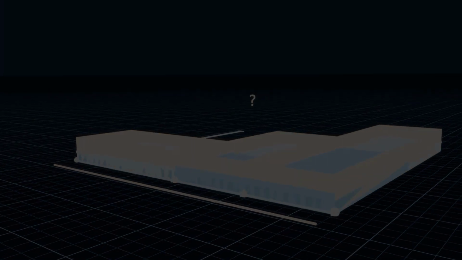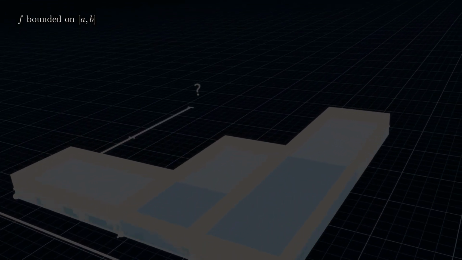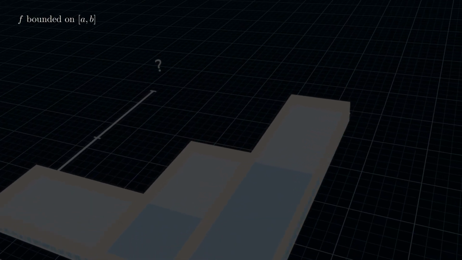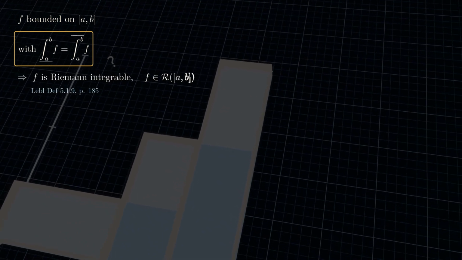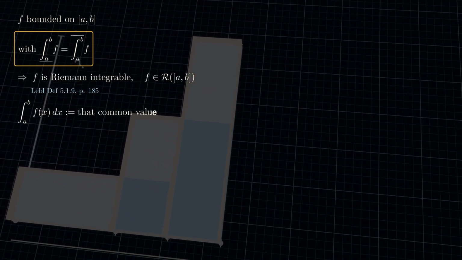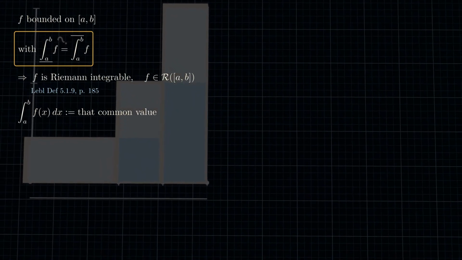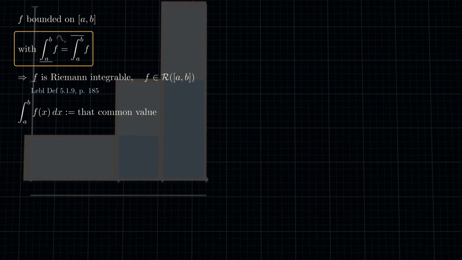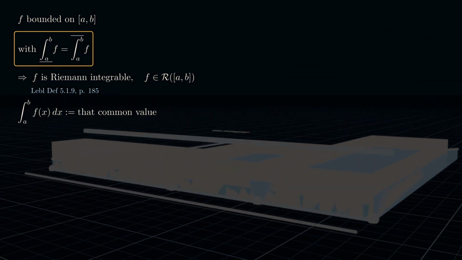Here is the definition. You have earned it. Let f be a bounded function on the interval from a to b. If the lower Darboux integral and the upper one are equal, then f is called Riemann integrable, and their common value is the Riemann integral of f from a to b. Notice what it does not say. Not the limit of anything, not find a clever partition. It says the best underestimate and the best overestimate are the same number, and that number is the area.